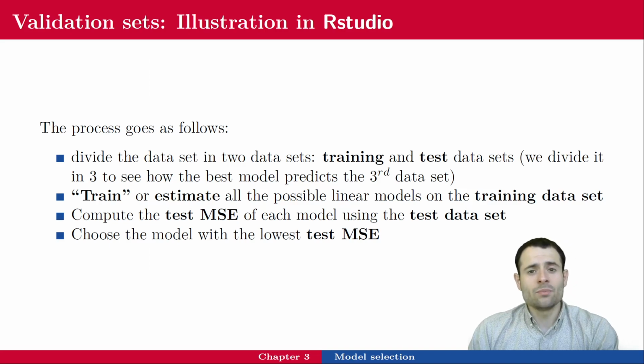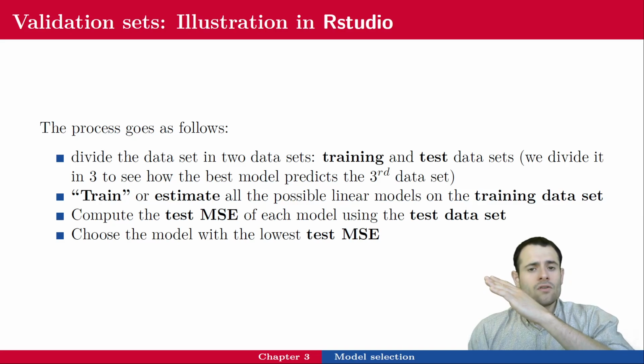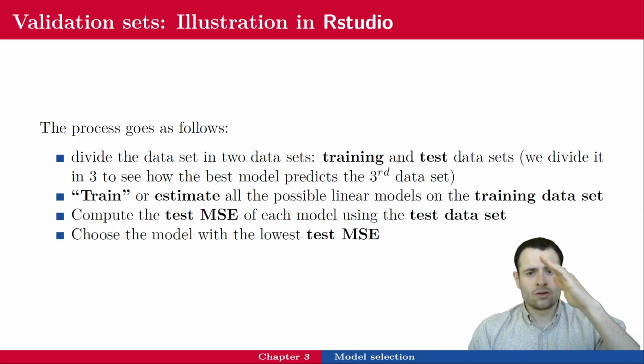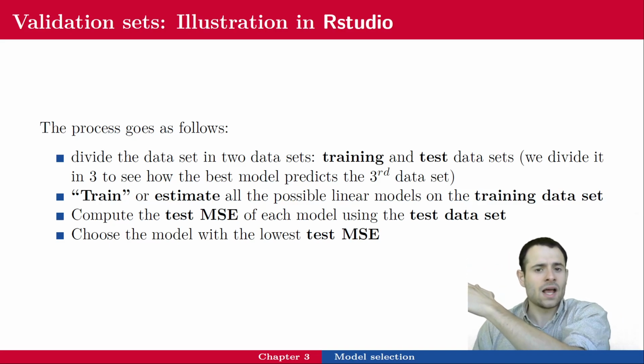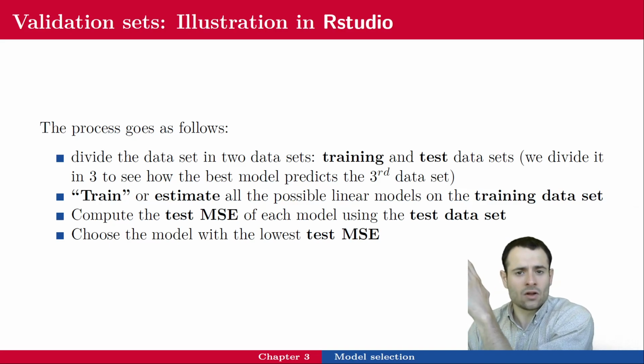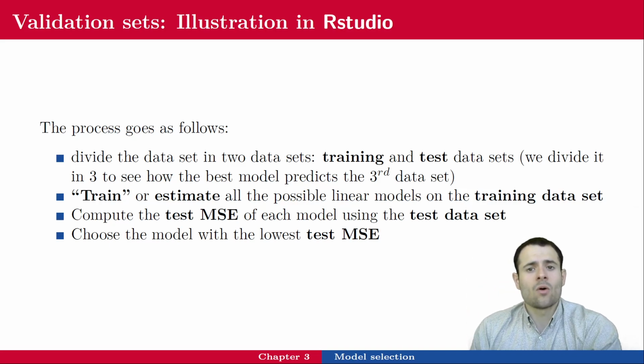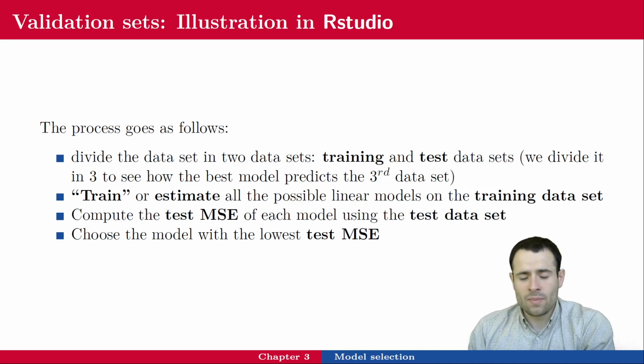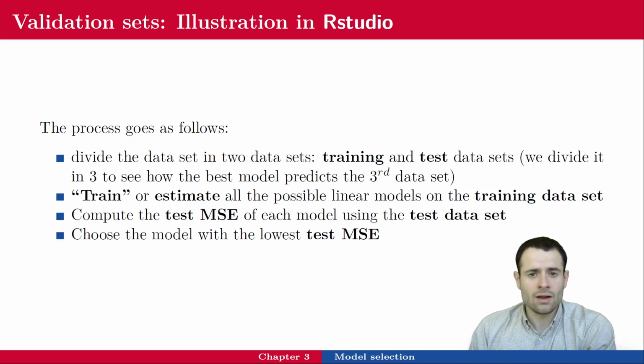The approach is fairly simple. It's really, I estimate all of my straight lines, and then I take the first straight line to the other data set, see how that straight line does. Then I take my second straight line, take it to the other data set, see how my second straight line does, and so on. And I look at the best straight line based on that second sample.